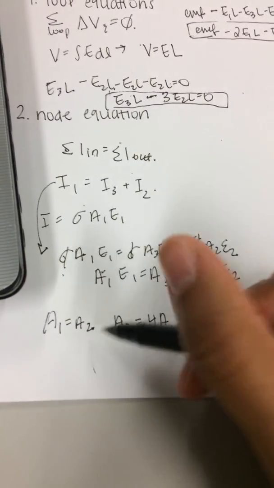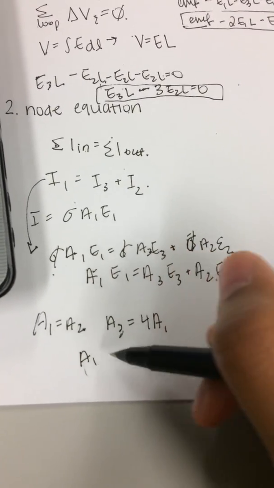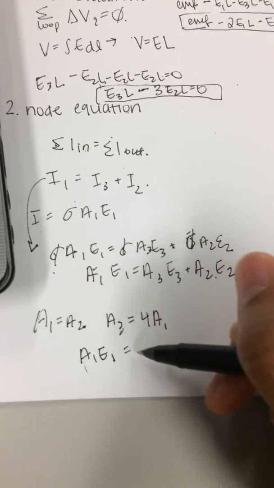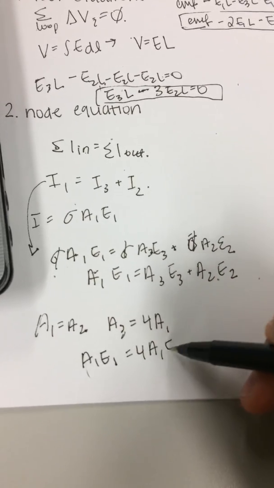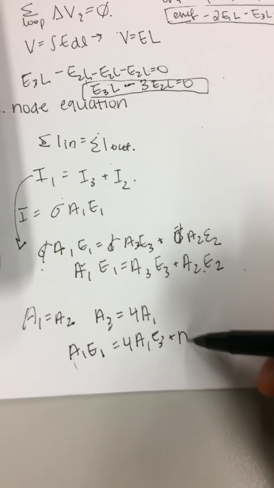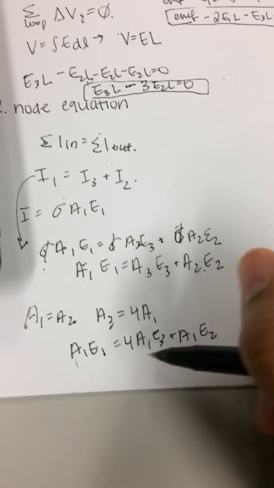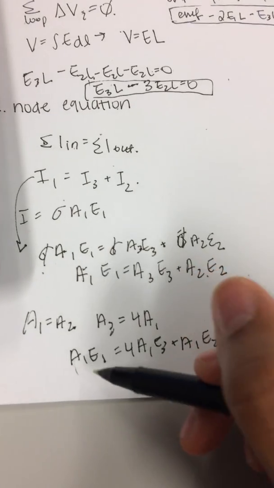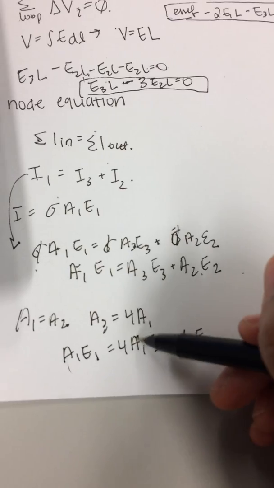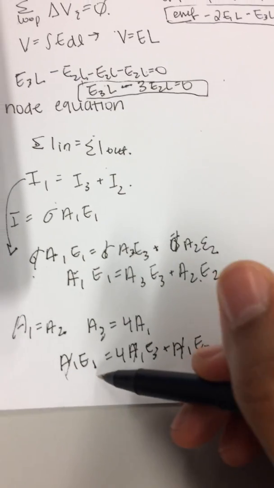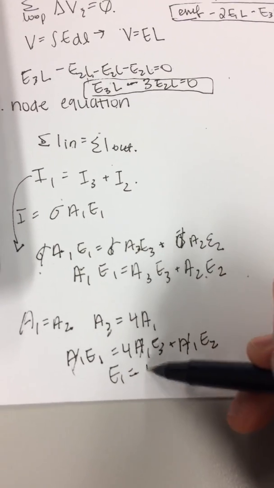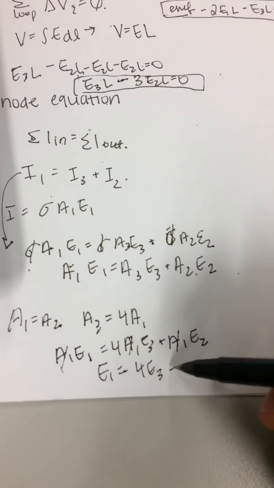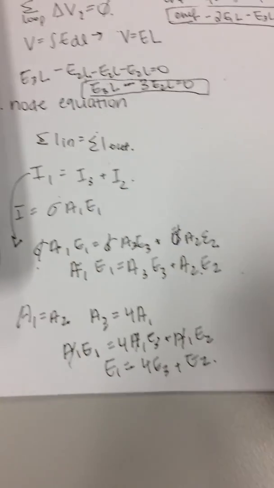And so plugging that into the equation, you can simplify it even more to A1E1 equals 4A1E3 plus A1E2. And then you can go ahead and cancel out the A1 since that is the same and it could be factored out. And then you know that E1 equals 4E3 plus E2.